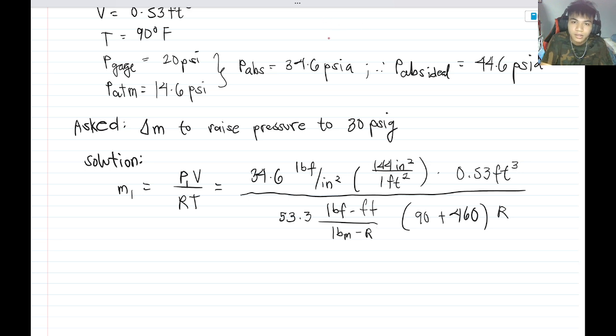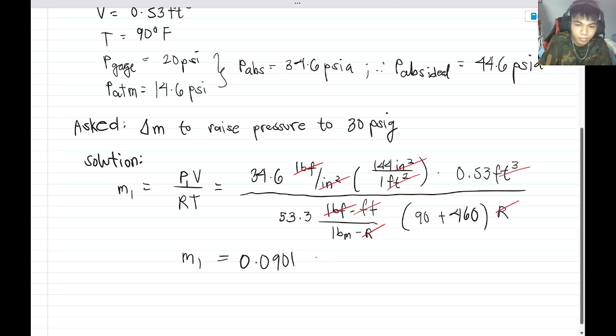Okay, and now we can cancel some units. Ma-cancel to, and this, and this, and that. So, matitira na lang is pound mass, may reciprocate. And M1 would be 0.0901 pound mass. Start natin kay A.